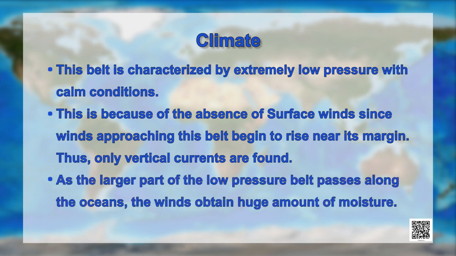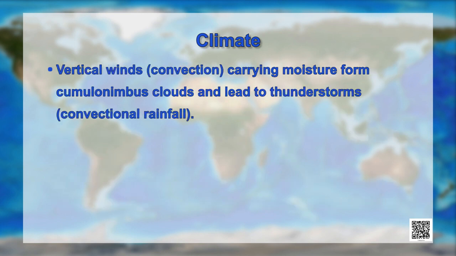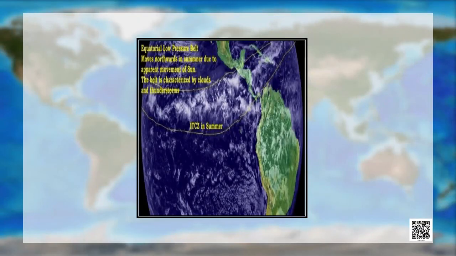As a larger part of the low pressure belt passes along the oceans, the winds obtain a huge amount of moisture. And vertical winds, the convection currents, carry moisture and form cumulonimbus clouds and lead to thunderstorms. Convectional rainfall is also common in equatorial regions. In spite of high temperatures, cyclones are not formed at the equator because of zero Coriolis force. You can see this in the diagram given.